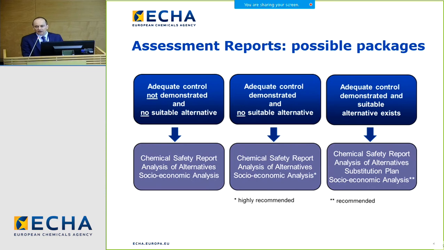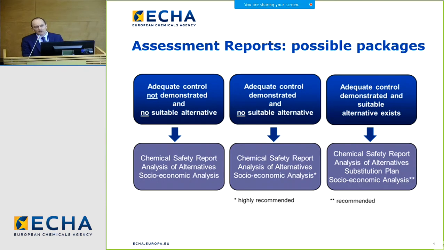In terms of assessment reports to provide in the dossier, you have basically three situations. The first one on the left-hand side is where adequate control is not demonstrated and there are no suitable alternative. So this is the SEA route. Under this option, you have to provide the chemical safety report, the analysis of alternatives, and the socio-economic analysis.